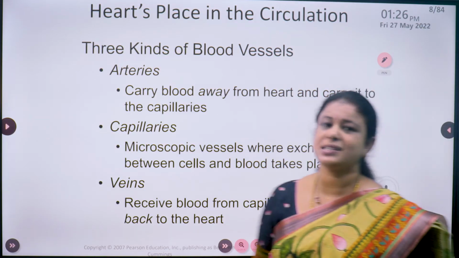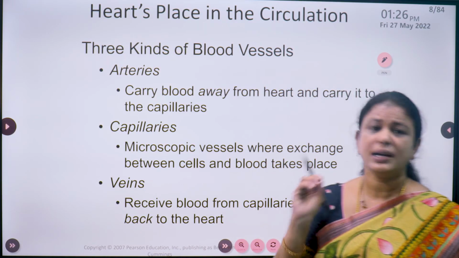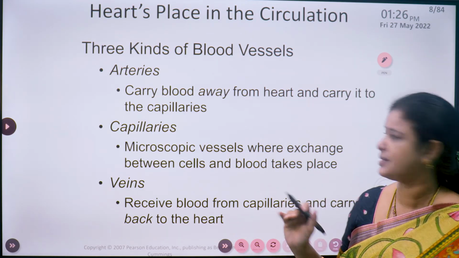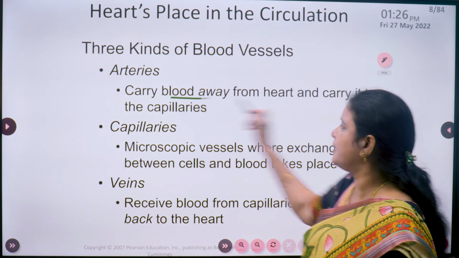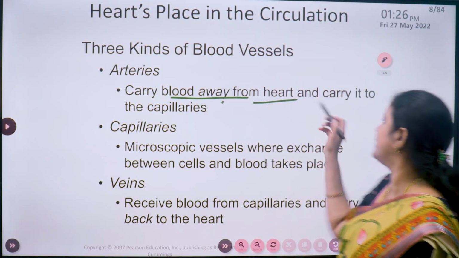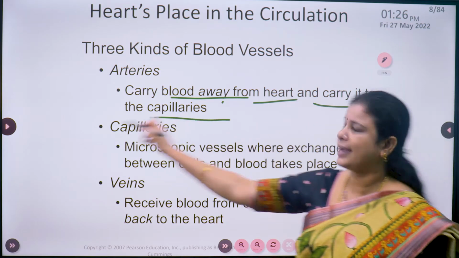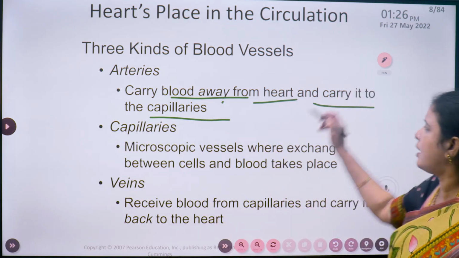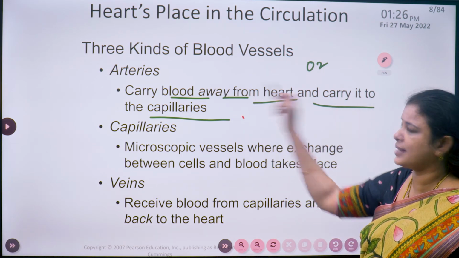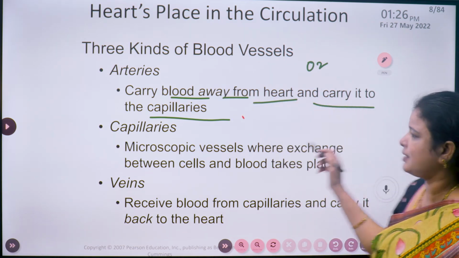Now the kinds of blood vessels. As I said, we have three types of blood vessels: arteries, veins and capillaries. Arteries carry blood away from the heart and carry it to the capillaries. Arteries always carry oxygenated blood.